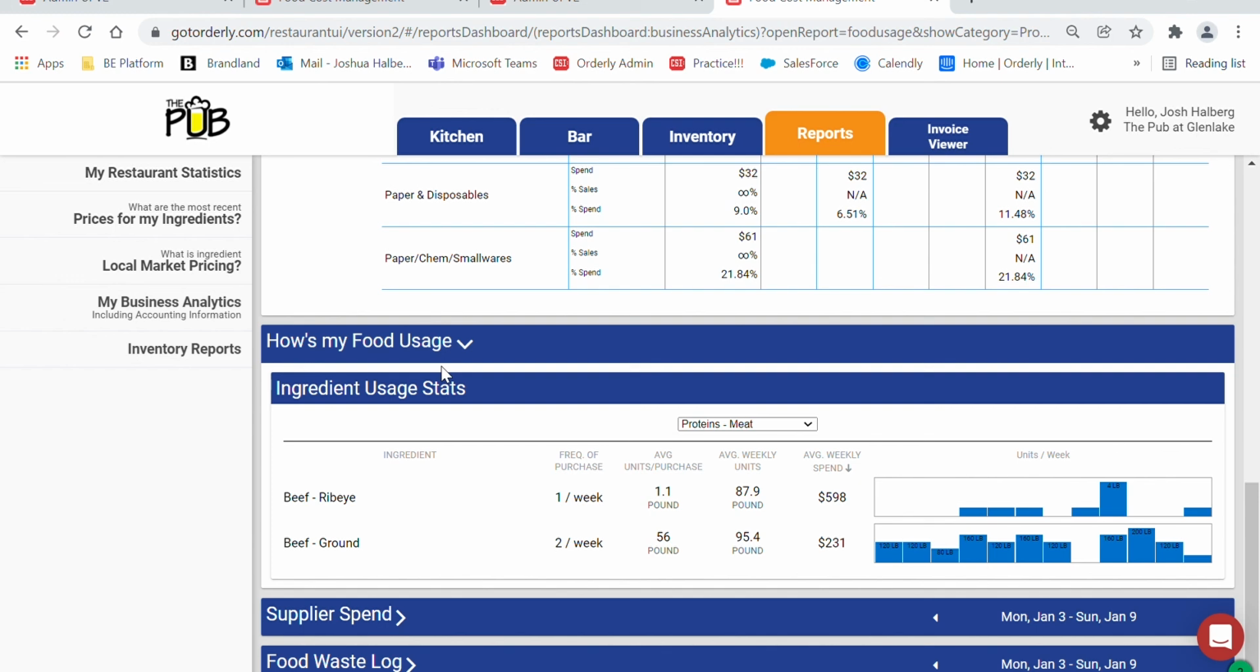This report is representing each ingredient that is tied to this category and how much product was brought into your rooftop week over week. You can also switch to a different category by using the drop-down box in the middle of the screen. One example you may come across when analyzing your How's My Food Usage report is if you happen to order more than usual of a certain ingredient one week and you notice a spike in the graph. Another example would be if you didn't order a specific ingredient for 1 week and then picked back up ordering it the next, like shown here with ground beef. Either one of these examples could help explain our increase in percent of sales.